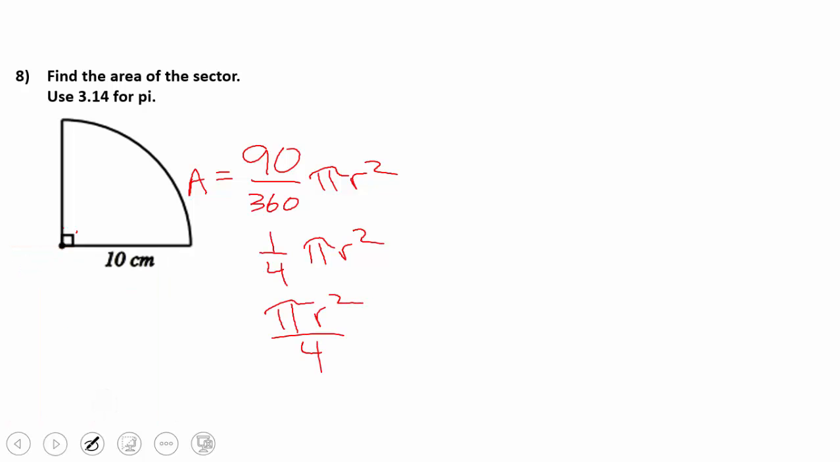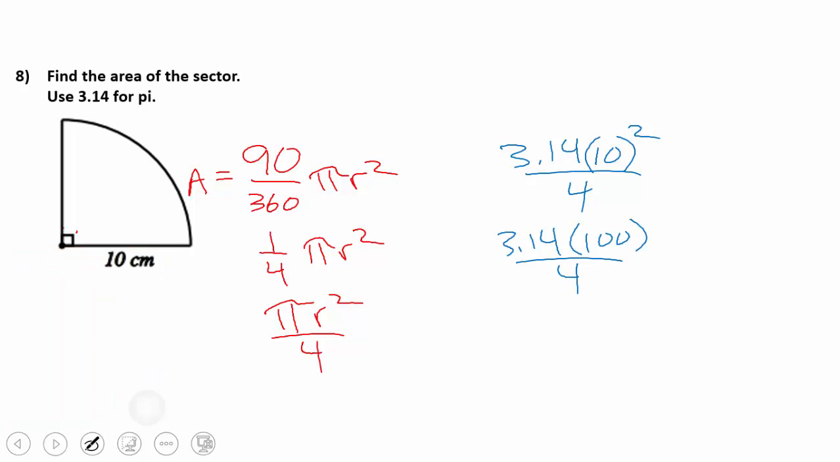Let's throw in the rest of the numbers. We have 3.14. Our radius is 10. We're squaring it, we're dividing it by 4. That's 3.14 times 100, dividing by 4. And you and I recognize that 4 goes into 100 25 times. 3.14 times 25 is 78.5. Our units, centimeters squared.